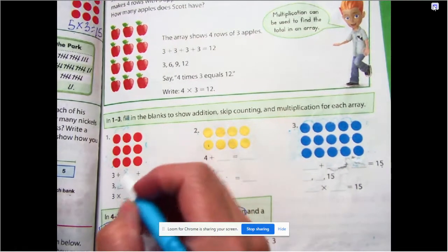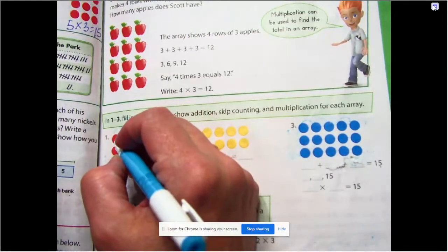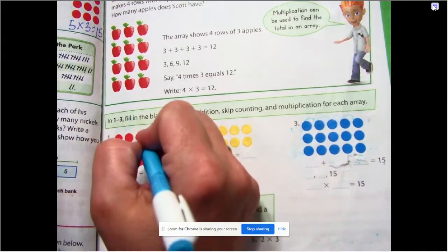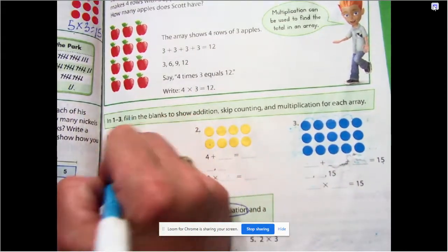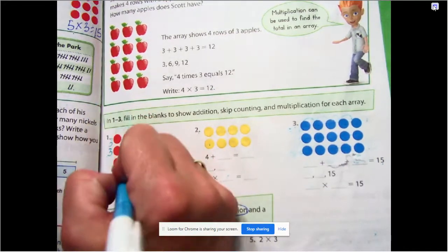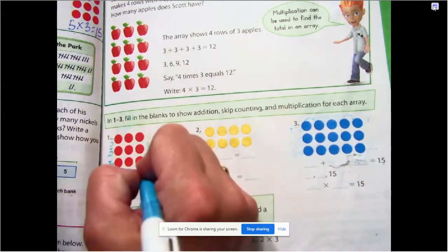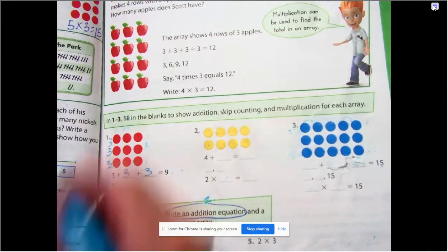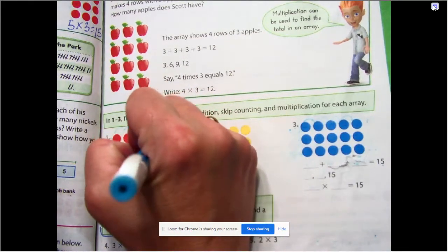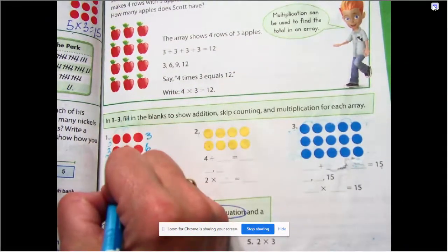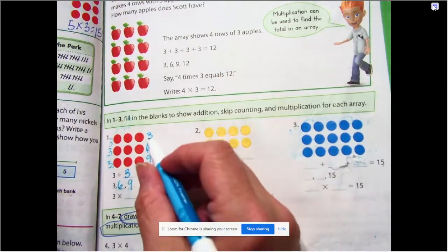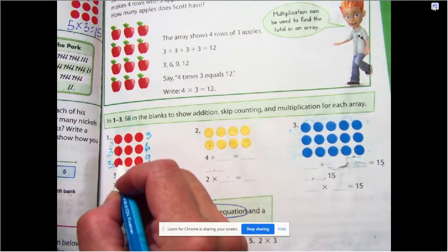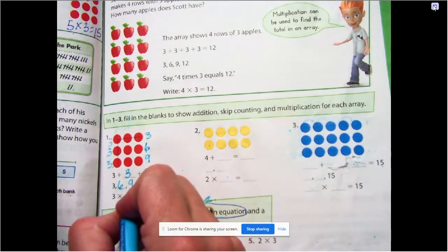So the first one we're looking at, number 1, shows an array with 3 rows and 3 in each row. So if we were going to do an addition problem, we would have 3 right here, plus 3 more, plus 3 more. So 3 plus 3 plus 3 equals 9. If we're skip counting, 3, 6, 9. 3, 6, 9 is skip counting because 3 plus 3 is 6. 6 plus 3 is 9. So that shows us 3 groups of 3 equals 9.